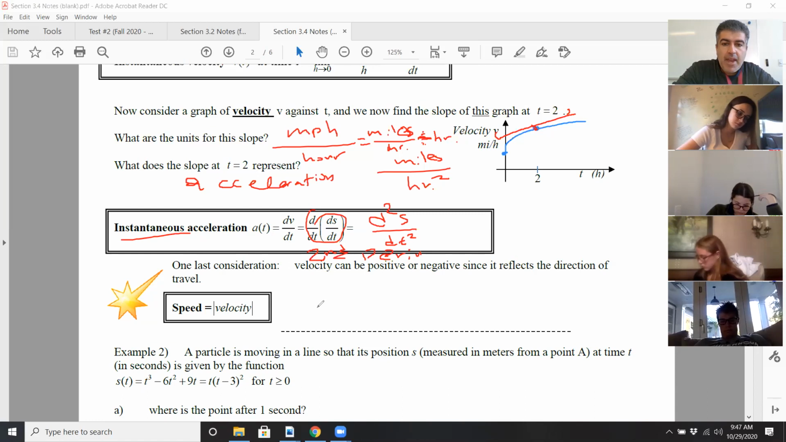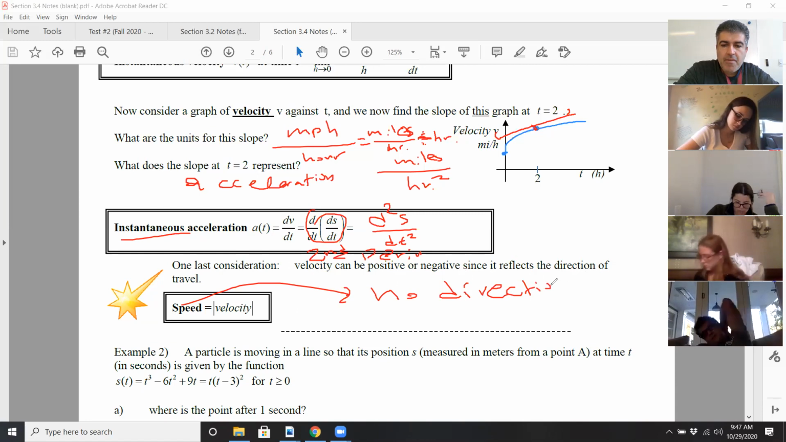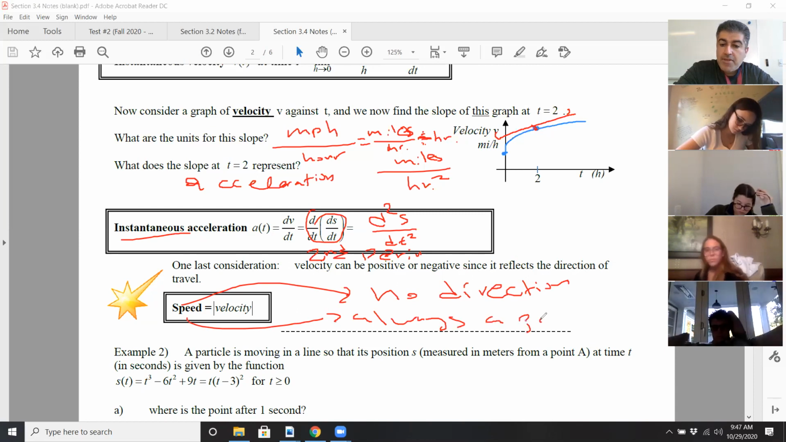And I did talk about this a few minutes ago. Velocity can be positive or negative since it reflects direction, but speed has no direction, so it's always a positive value.